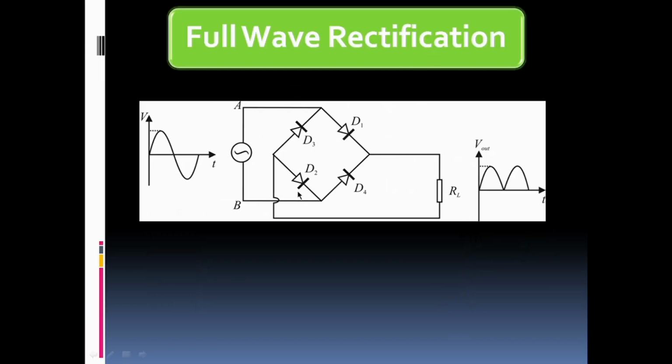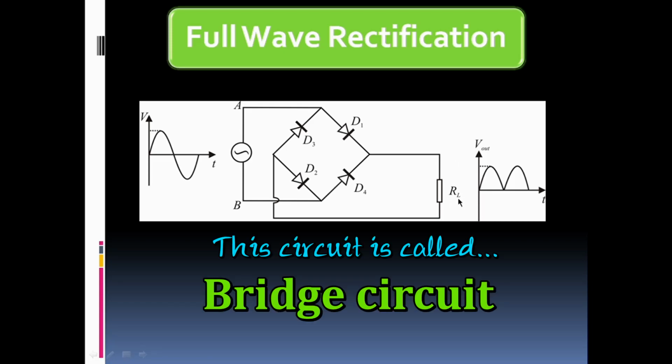Now consider this circuit. This is designed to use the second half cycle also in the output. Therefore, during the second half cycle also there is a current and voltage through RL. Therefore, there is higher efficiency compared to half wave rectification here. Let's see how this happens in detail.